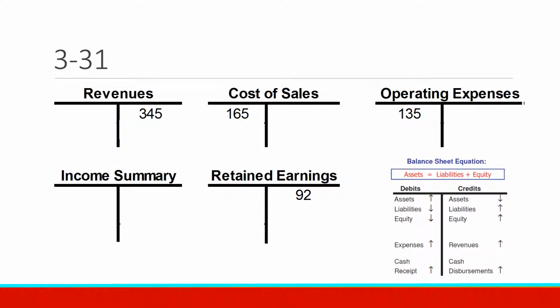They tell us revenues of $345, a cost of sales of $165, and operating expenses of $135. If we remember our graphic, revenues have a credit balance, so I've written the revenues of $345 on the credit side, and the expenses have debit balances, so I've written the cost of sales and the operating expenses on the debit side. I've also taken the retained earnings from the listing, that's 92.